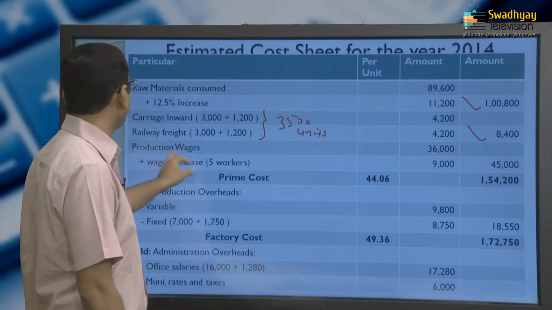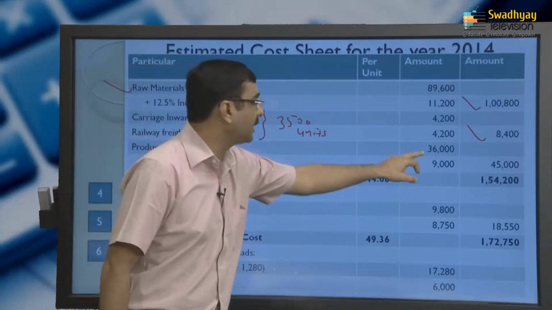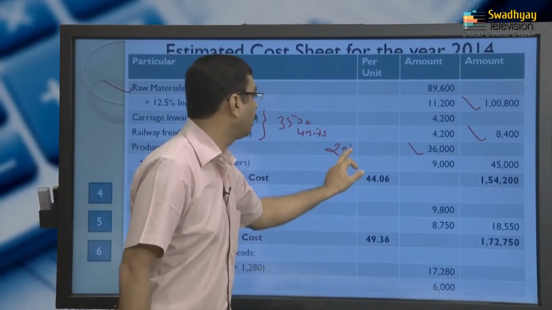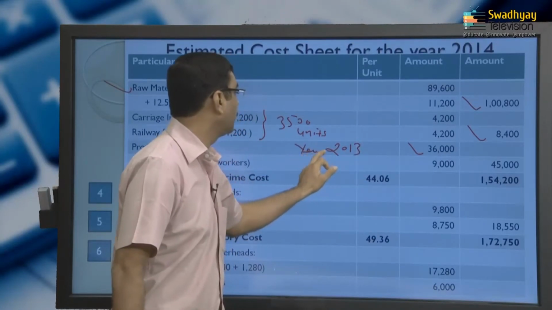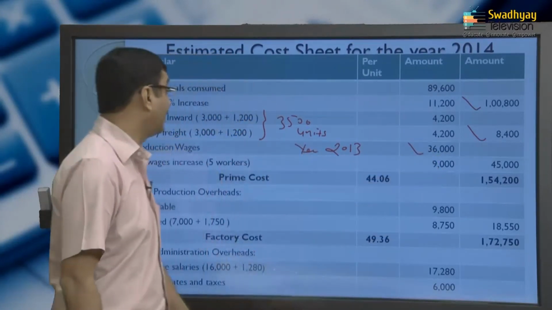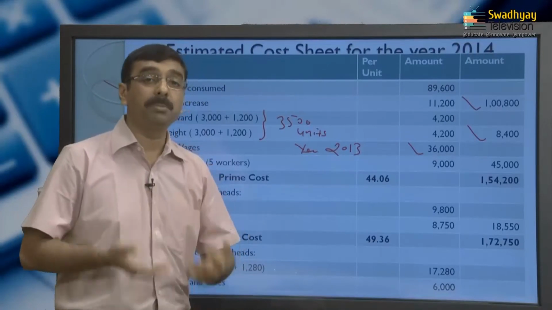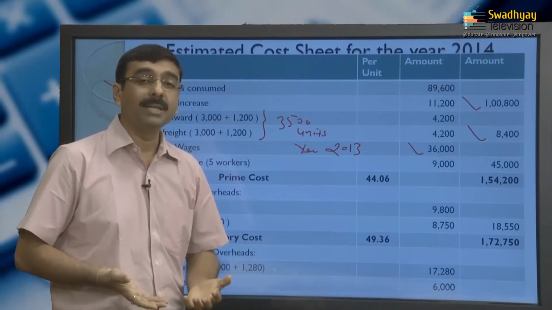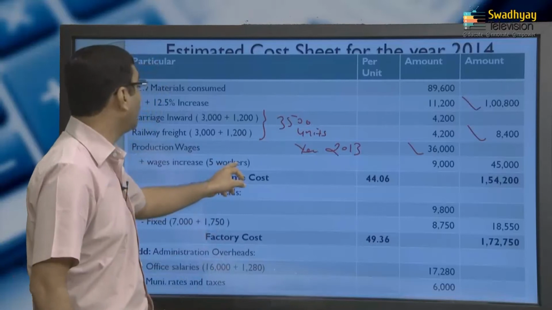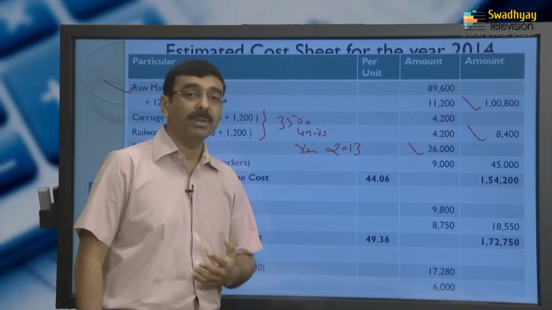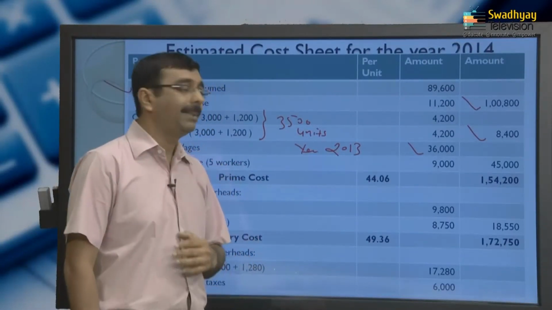Then the next is production wages. Production wages were 36,000 rupees in the year 2013. But then they recruited new employees in the year 2014. They recruited 5 workers and paid 150 rupees salary per month multiplied by 12 months.